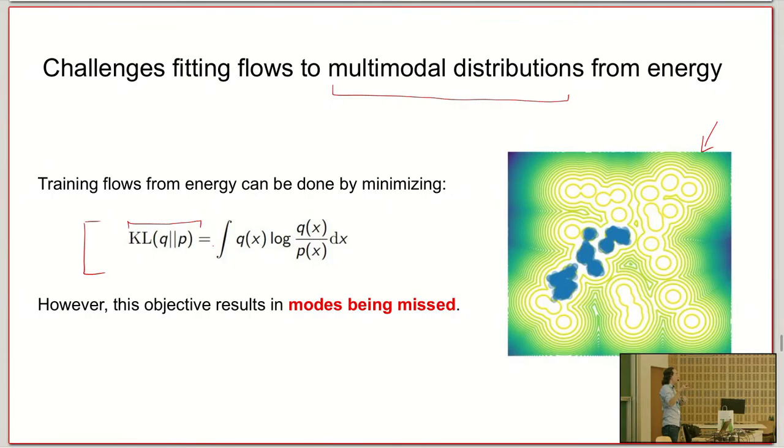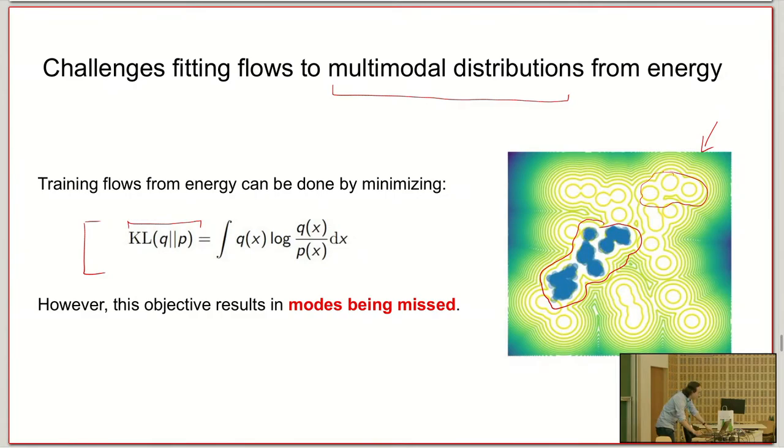The problem is that if you do that, your flow is going to capture only a few of the modes, as shown here, and it's going to ignore many other modes. For example, here you have many modes that are missed. And the reason for this is that this Kullback-Leibler divergence is typically low if you cover only a few of the modes and you ignore the rest.